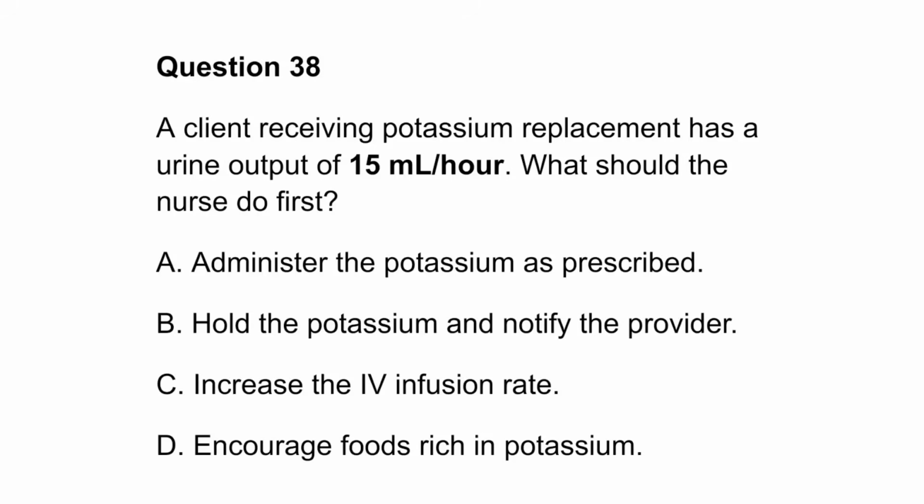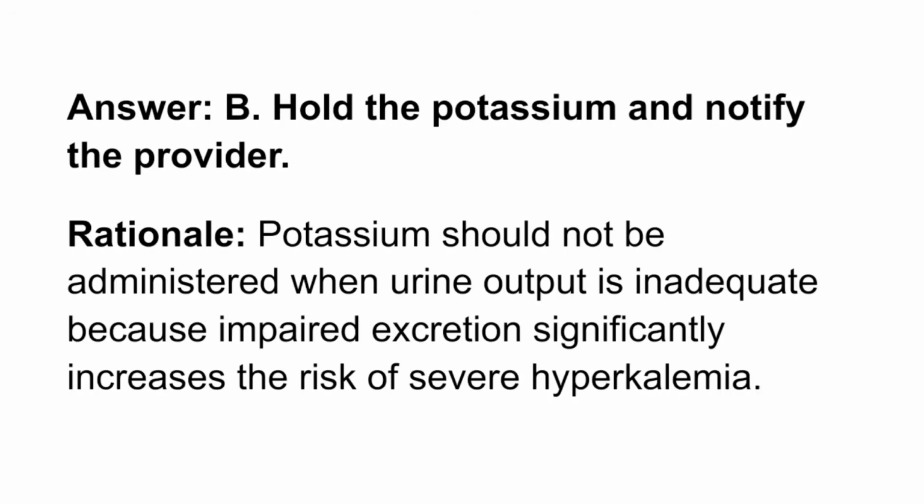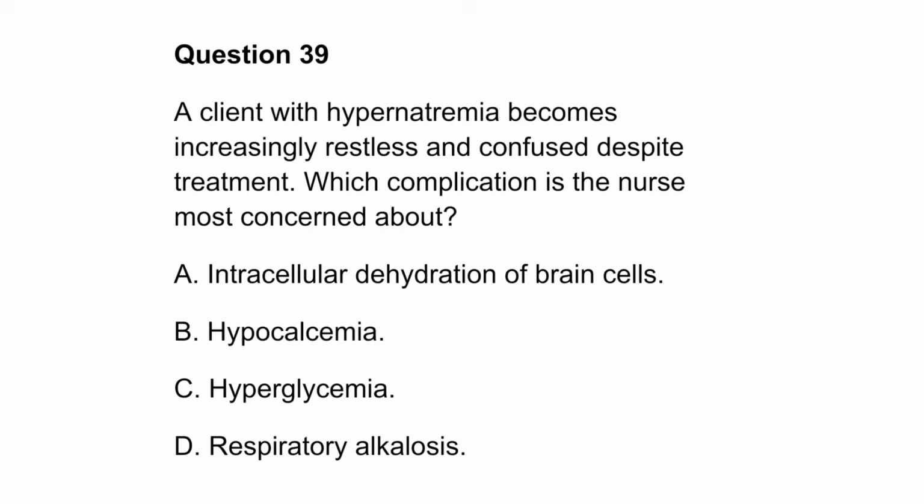Question 38. A client receiving potassium replacement has a urine output of 15 milliliters per hour. What should the nurse do first? A. Administer the potassium as prescribed. B. Hold the potassium and notify the provider. C. Increase the IV infusion rate. D. Encourage foods rich in potassium. Answer: B. Hold the potassium and notify the provider. Rationale: potassium should not be administered when urine output is inadequate because impaired excretion significantly increases the risk of severe hyperkalemia.